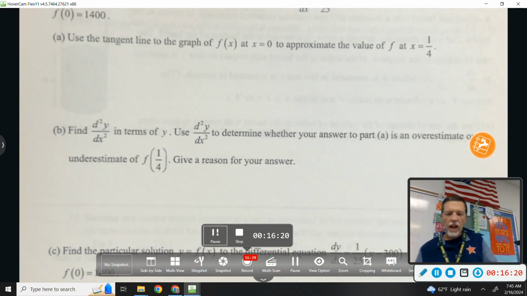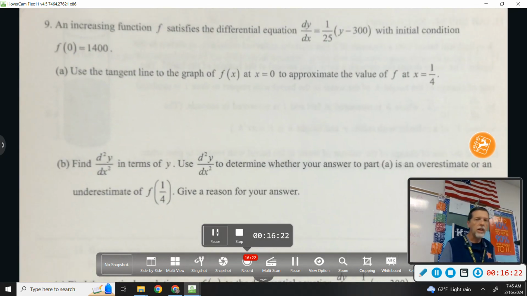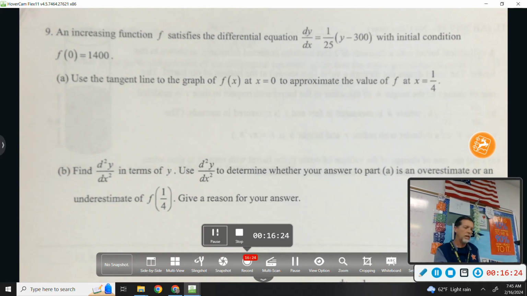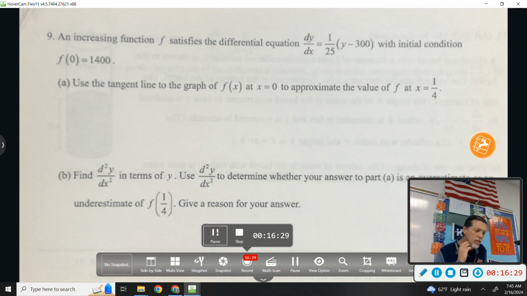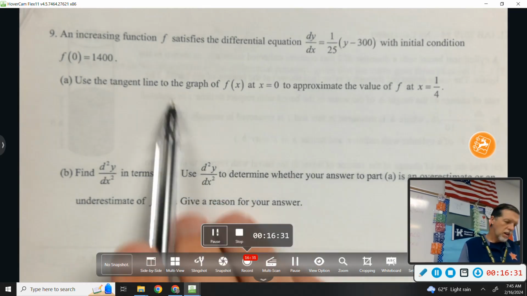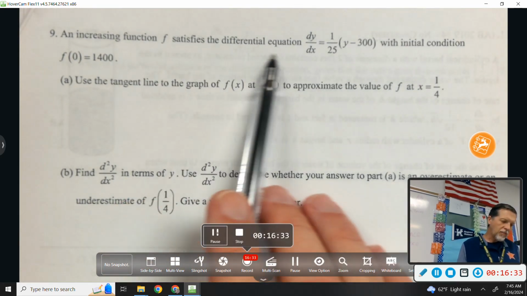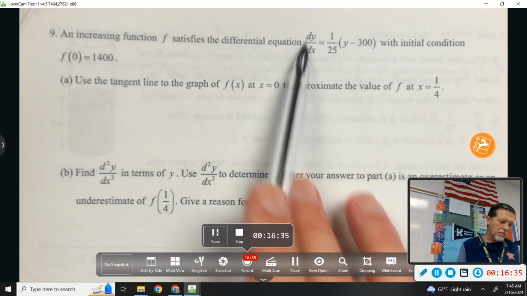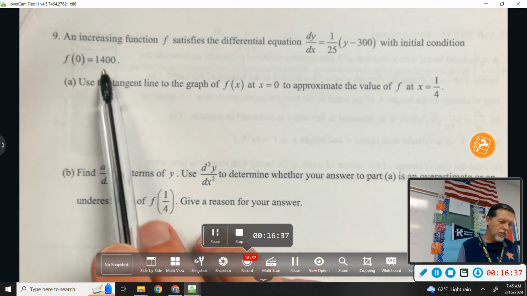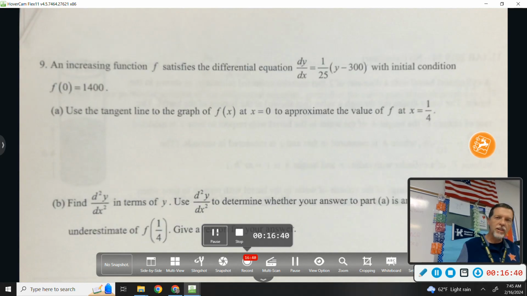All right, number 9. This is the one long question, or free response question, that we'll do together today. An increasing function f satisfies the differential equation, this thing, with initial condition f of 0 equals 1400.